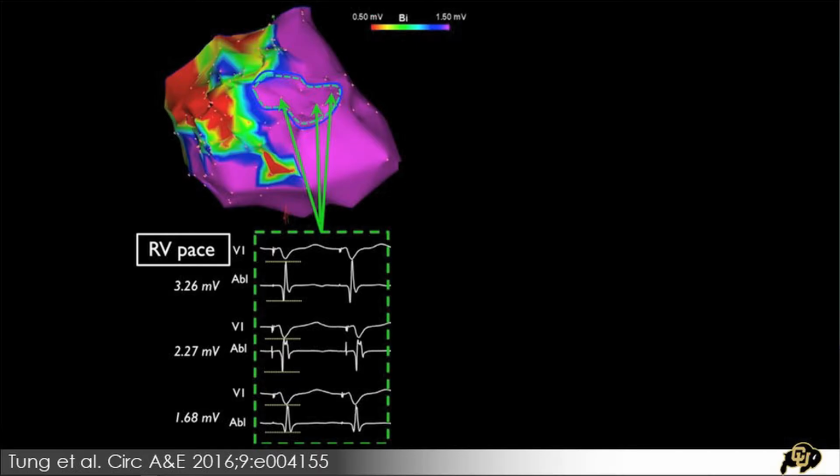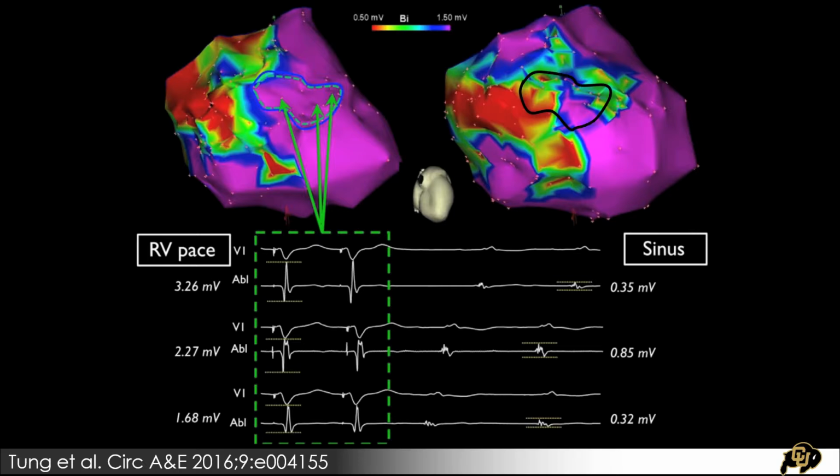This is work by Rod Tung, and you can see here the marked difference that will happen when we acquire points with RV pacing compared to when we stop RV pacing in the exact same region. You see here the marked difference not only in the amplitude of the voltage of the local electrogram, but also the characteristics. Abnormal here with sinus conduction, relatively normal looking in RV pacing.